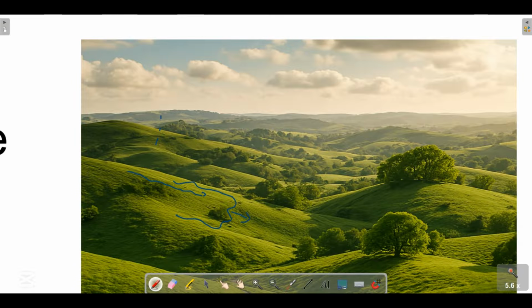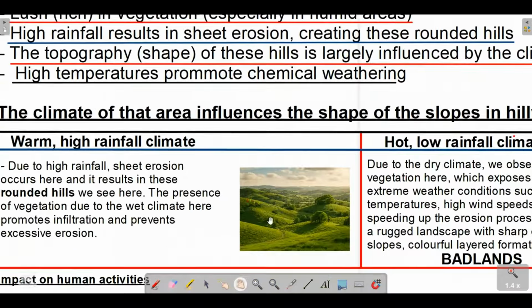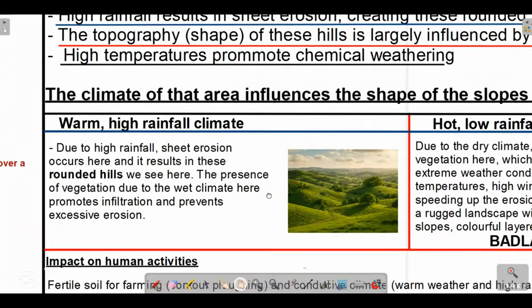But most importantly, guys, you have vegetation. And if you have vegetation, vegetation prevents a lot of surface runoff. You're going to find out that more water is absorbed than running down the slope as surface runoff. So vegetation promotes infiltration. Infiltration is the absorption of water through the surface.